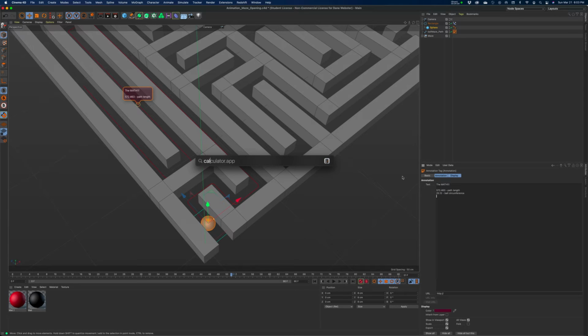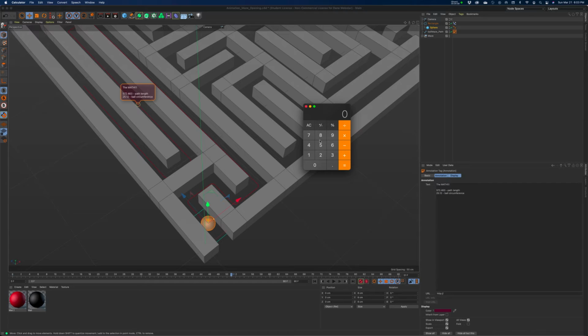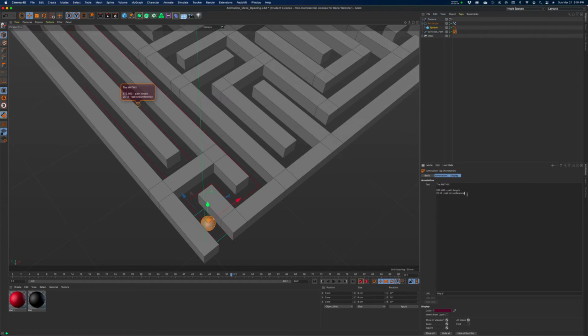Right, you know, let's get serious. Let's use our calculator. So 572.463 divided by 25.12, right? 22.789. Let's put that down.